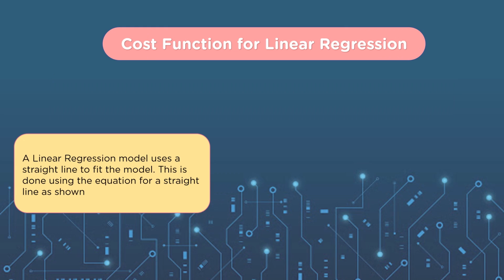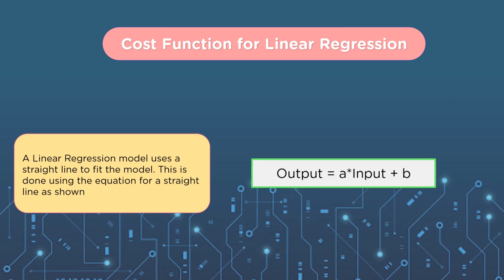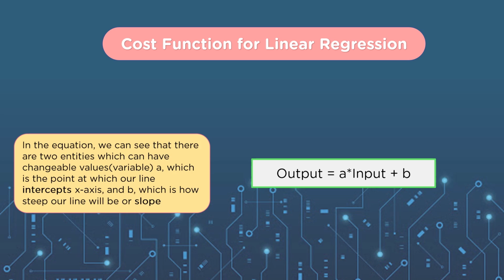So to kind of understand this, we're going to look at a linear regression model and the cost function for linear regression. It uses a straight line to fit the model. This is done using the equation for a straight line as shown. This should look familiar as your Euclidean geometry. You have y equals ax plus b, where a is the slope and b is the intercept. In this case, we'll call it output equals a times input plus b for the intercept. In the equation, we can see there are two entities which can have changeable variables: a, which is the slope of the line, and b, which is the intercept on the y-axis.